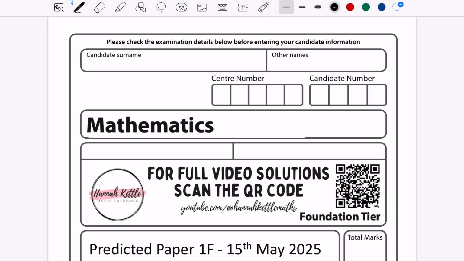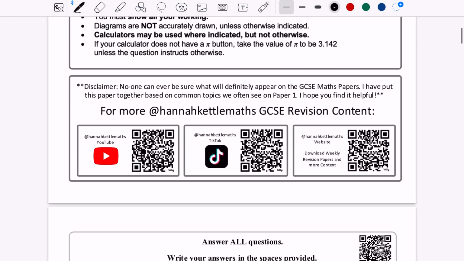Okay, so what I've done is I found a predicted paper. Hannah Kettle was put on a predicted paper. There's a link there for you, so you can scan the QR code if you want to see the solutions. But I'm just going to go through all of it so you've got an idea of what might come up. Alright, so let's go through.